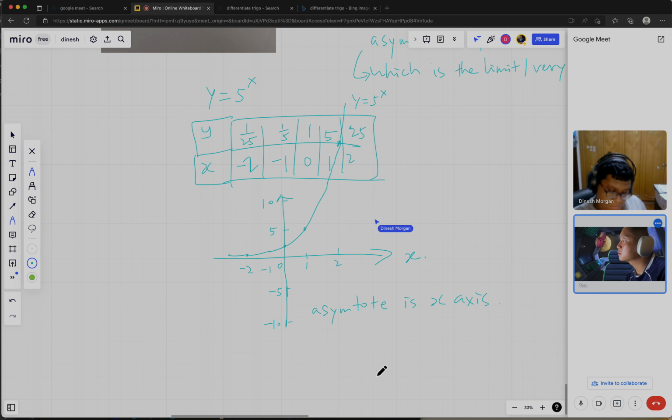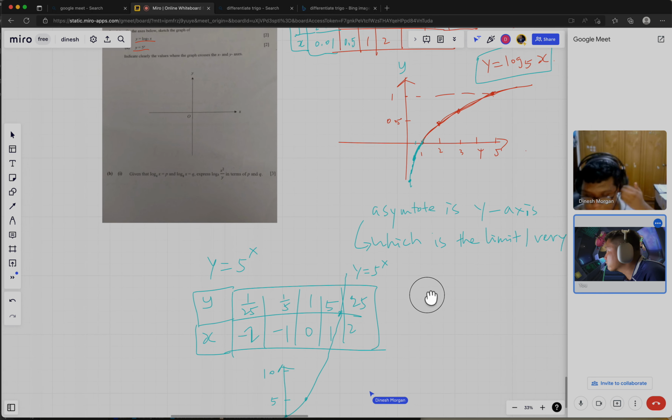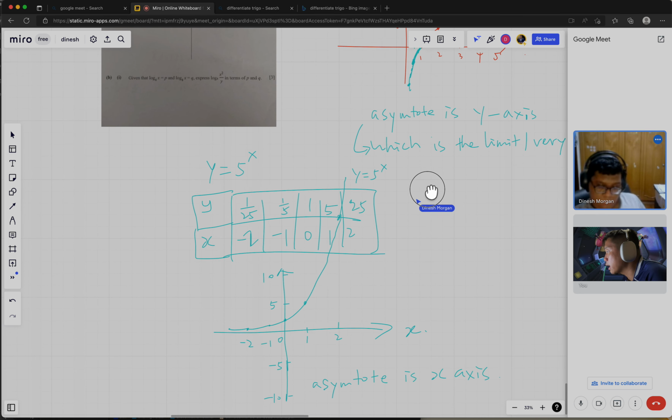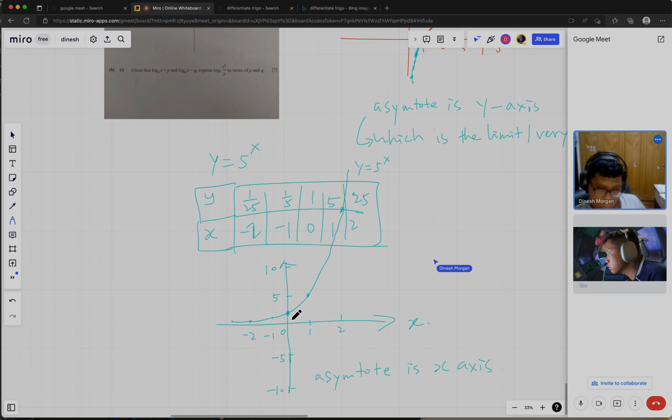Okay, for this, do you have to sketch them together? Indicate clearly the value where the graph crosses the x and y axes. So you need to indicate. So this is your 0 and 1, and you only have this point of intersection.